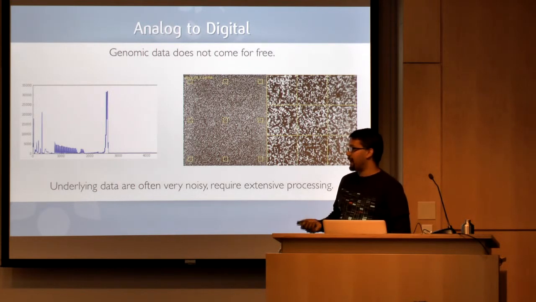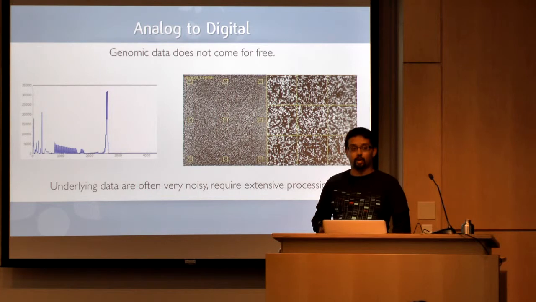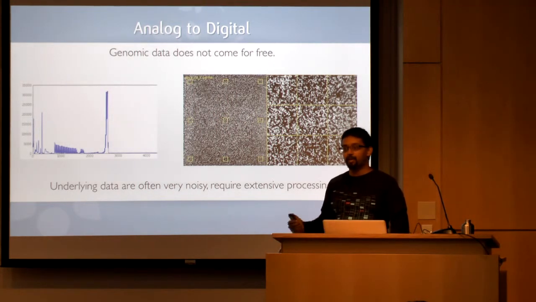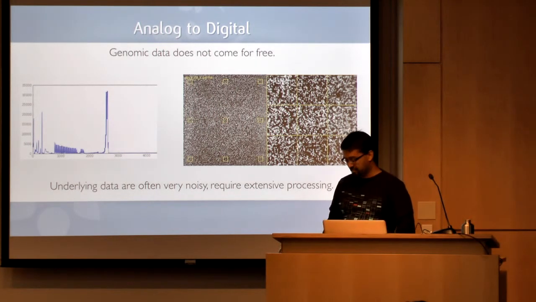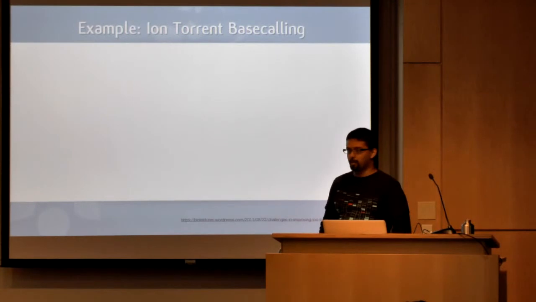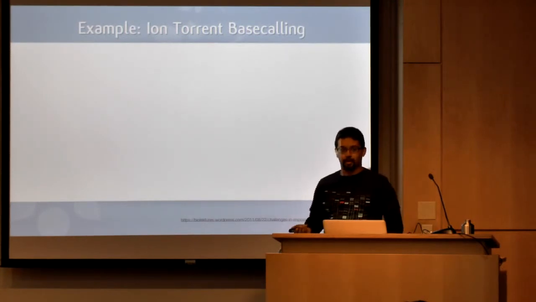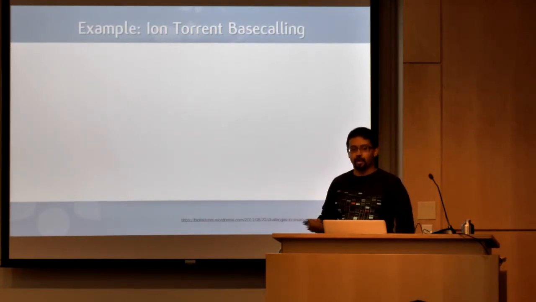Really, the problem is that because the underlying world is analog, there's a lot of work that has to be done before we even get to the sequence point in order to get data that we can use for machine learning, that we can use for genetic analysis. So let me give you a couple of examples. I've already talked a little bit about the Illumina platform. Another emerging sequencing platform is one from a company known as Torrent, recently acquired by Life Technologies. The way this platform works is also by copying DNA.